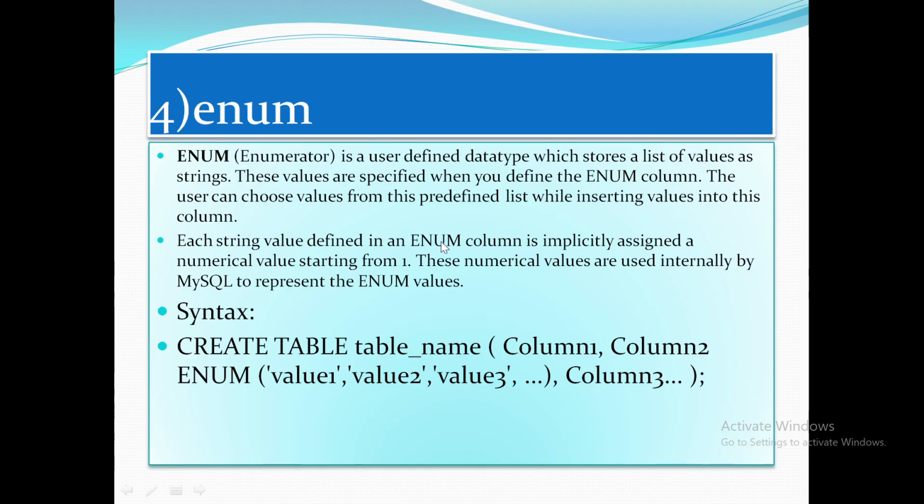Each string value defined in an enum column is implicitly assigned a numerical value starting from 1. These numerical values are used internally by MySQL to represent the enum values. Syntax of enum is create table, table name, like create table Nagaraj data, branch enum, column 1 is like a branch enum with values like MTech, MCA, BTech.